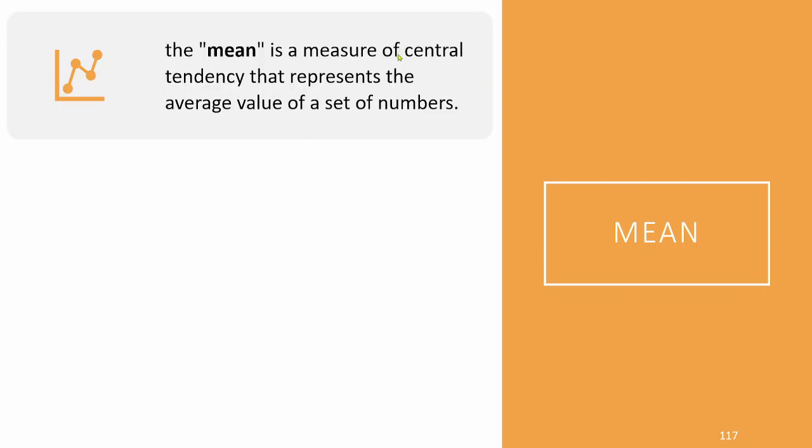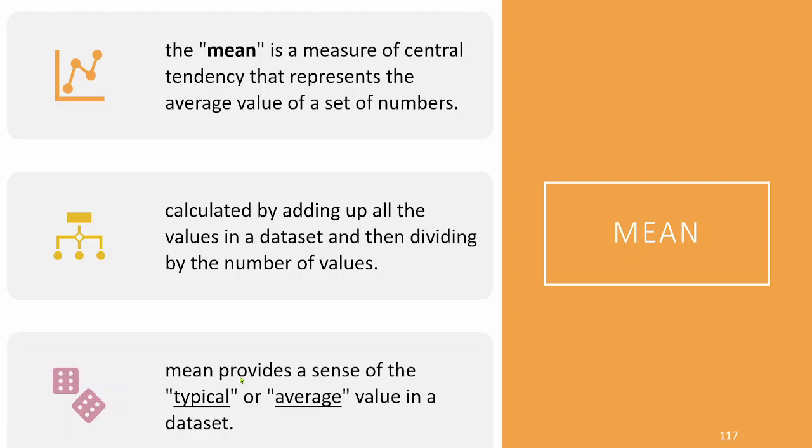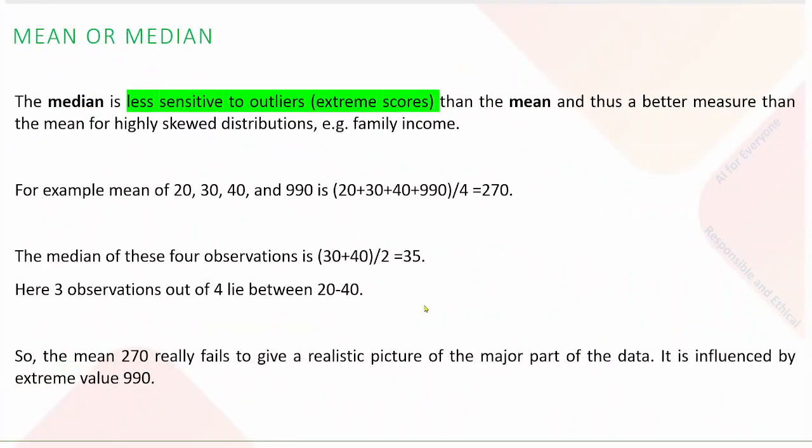So mean is simply a central tendency that represents the average value of the set of numbers. It is calculated by simply adding them together and dividing by the number of samples that we have in the data set. So mean, just like mode and median, also provides the typical or average value in the data column. So mean or median, when do we choose which one? Median is less sensitive to outliers. And mean is very much sensitive to outliers.